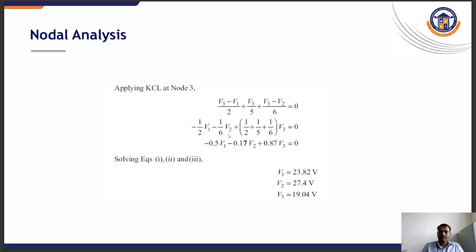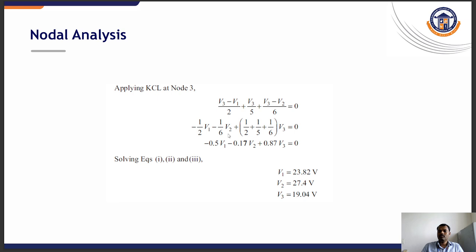And then by applying KCL to node 3, we can write (V3 minus V1) divided by 2 plus V3 by 5 plus (V3 minus V2) divided by 6 is equal to 0. Thus by simplifying this, we can write minus 0.5 V1 minus 0.17 V2 plus 0.87 V3 equal to 0.